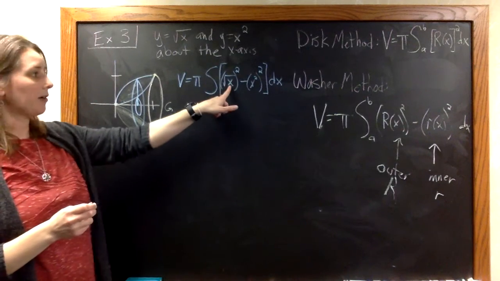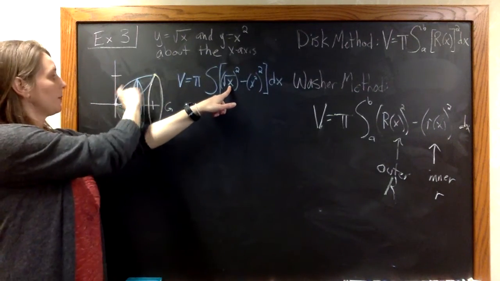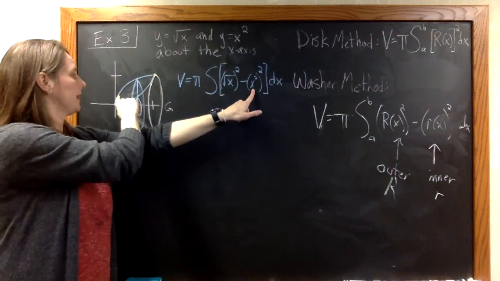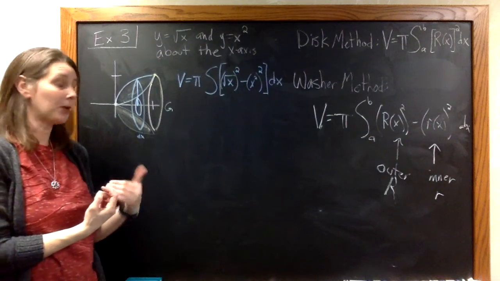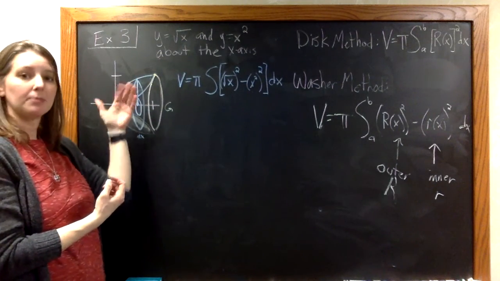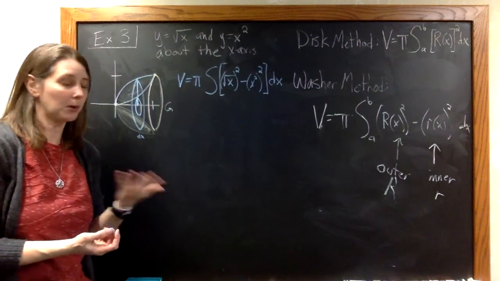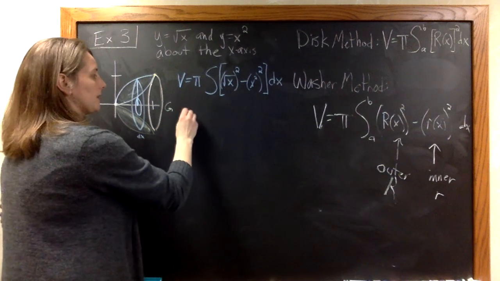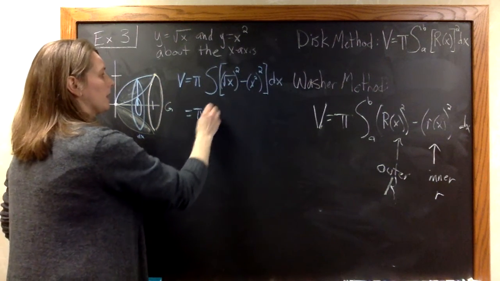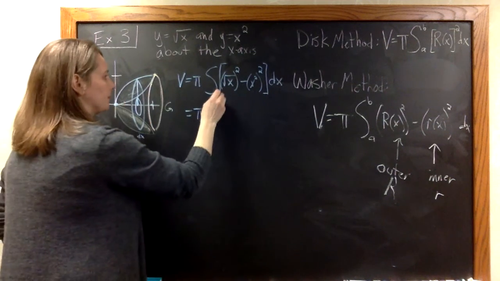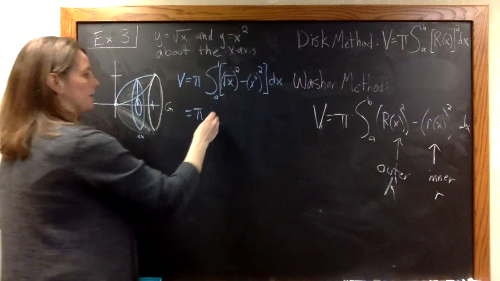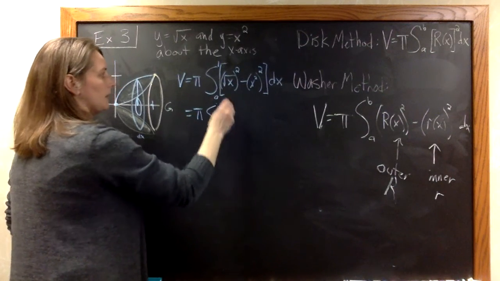Okay, so outer radius defined by that function, inner radius defined by the inner function. Another way you can think about this, if you think back to 7.1, top minus bottom, okay, same thing, except you have to square them both. All right, so let's finish this. Oh, we forgot from where to where. 0 to 1, obviously. Okay, so we're going from 0 to 1.